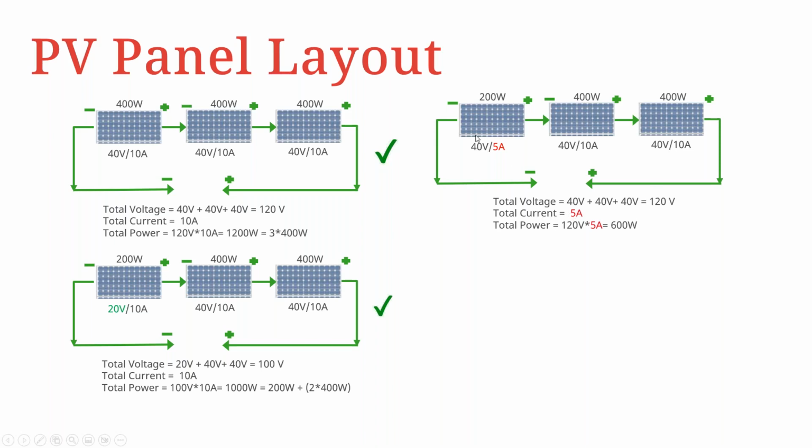But then the total current in this case, because of the amperage of this particular panel, is only 5 amps that will be allowed to pass through this series connection. So the total current will be 5 amps, as you can see. So the total power will now result to 120 volts times 5. This gives us 600 watts.